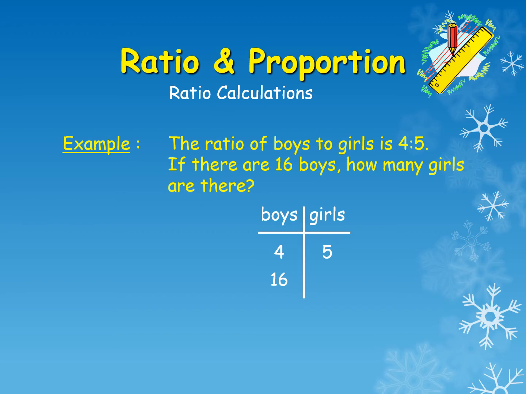So in here, we analyze what is the number that is multiplied to 4 to get 16. Yes, it's 4. So 4 times 4 equals 16. Whatever that number, we are going to multiply it to 5. So we have 5 times 4 equals 20. So if there are 16 boys, there are 20 girls.